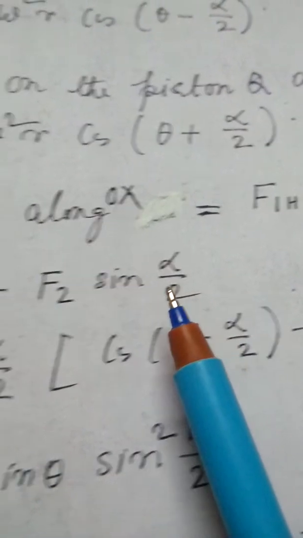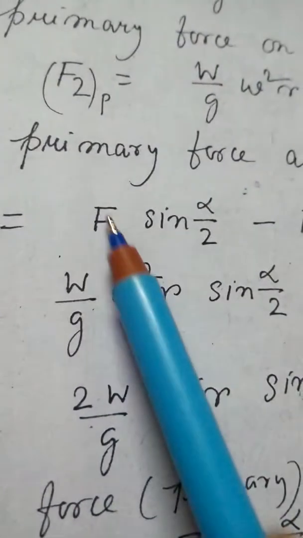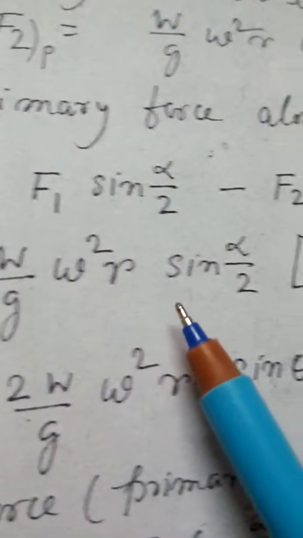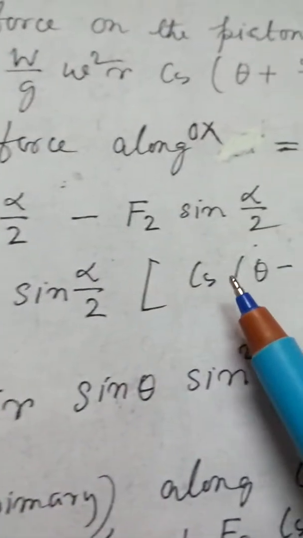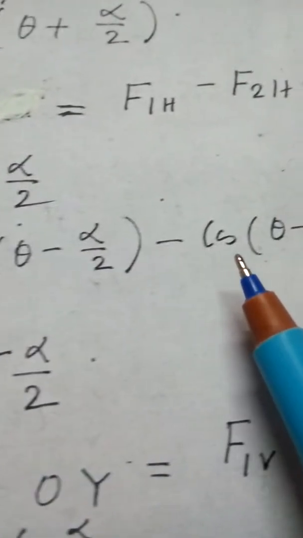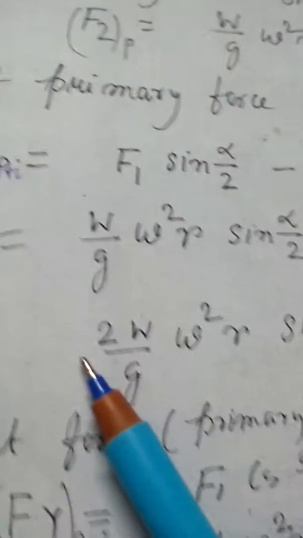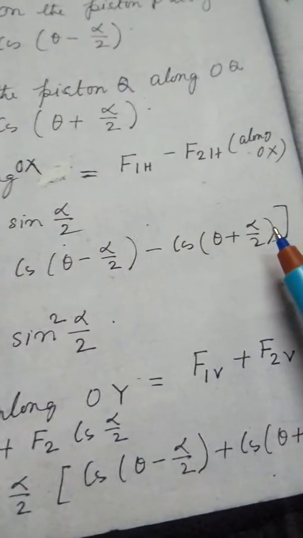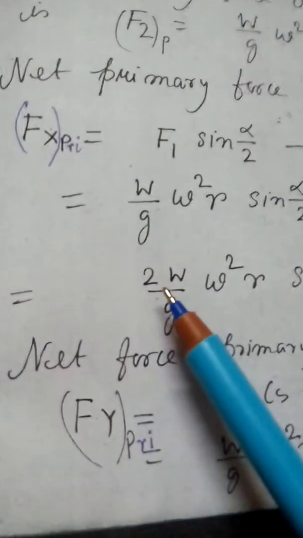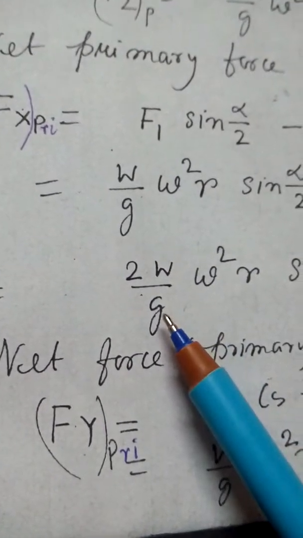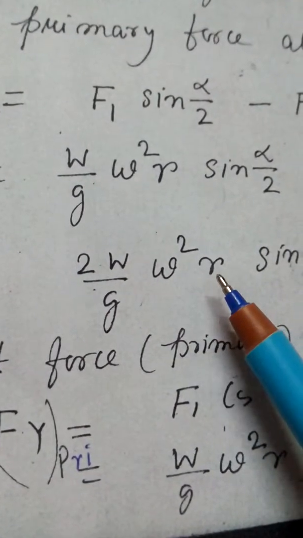So this is equal to F1 and F2, which we put from here. Sin alpha by 2 is taken common from both sides. So this is cos theta minus alpha by 2 minus cos theta plus alpha by 2. Now if you do this, you will get 2W by g into omega square R into sin theta into sin square alpha by 2. If you expand this, you will get it.